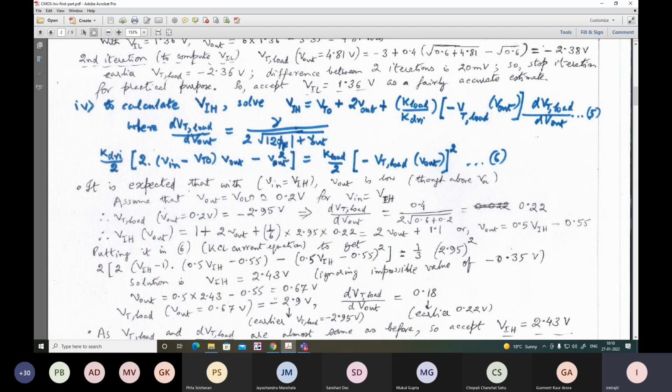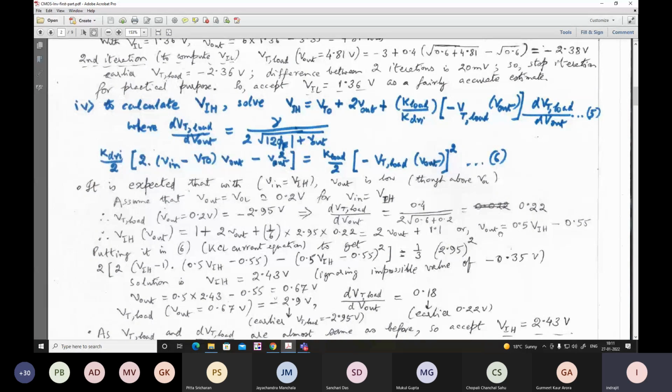So with the assumption that output voltage equals VOL, that means 0.2 volt, for input voltage equal to VIH, we calculate VT load first. It is obtained to be minus 2.95, and then the slope of the threshold voltage of the load device variation with respect to the output voltage is found to be 0.22, because we know the value of gamma, we know the value of phi f. The output voltage, we have kept it as 0.2 volt. So on finding this slope, we put it in the equation of input voltage, the VIH.